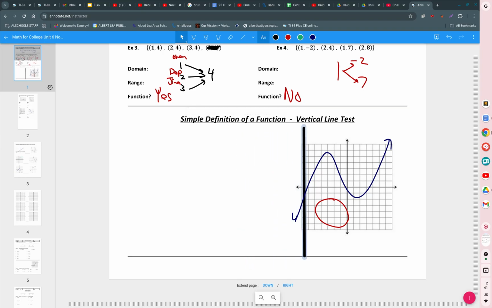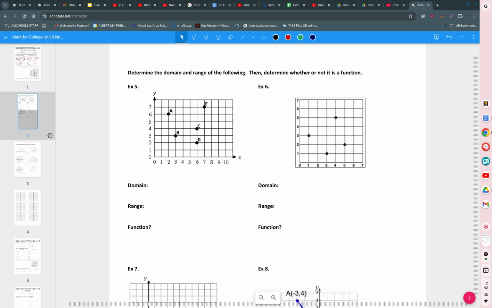Look at the blue one. See how it crosses just once here? Now I move it here, just crosses once, just crosses once, just crosses once. That means this is a function because it only crosses the graph once in every spot. Whereas for the red one, it crosses twice. So therefore, the red one fails to be a function, and the blue one is a function. Okay? So we flip it over.